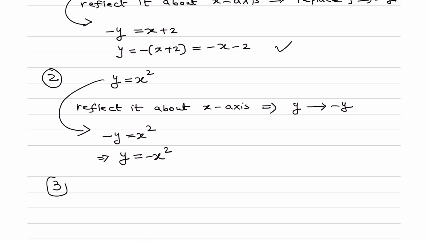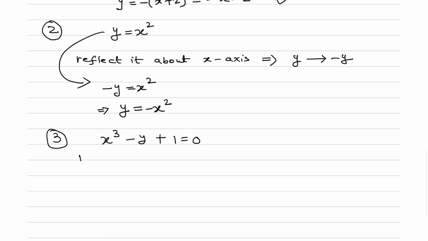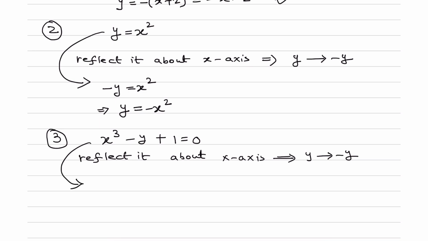We can try one more example. If we have, let's say, x cube minus y plus 1 equal to 0, this is some graph in the xy plane. So if we want to reflect it about the x-axis, we will have to replace y with -y. So in this equation, if we replace y with -y, we will have x cube plus y plus 1. So that's the reflection of the graph about the x-axis.